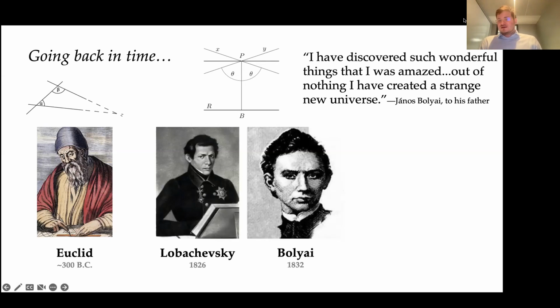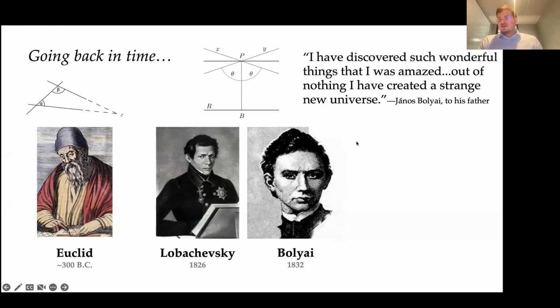And perhaps the first examples of this were the work of Lobachevsky and Bolyai, which led to the discovery of what is now known as hyperbolic geometry, where actually there could be many lines parallel to a given line through a particular point. And Janos Bolyai is famously quoted as writing a message to his father after discovering this concept, that he was amazed: out of nothing, he has created a strange new universe.